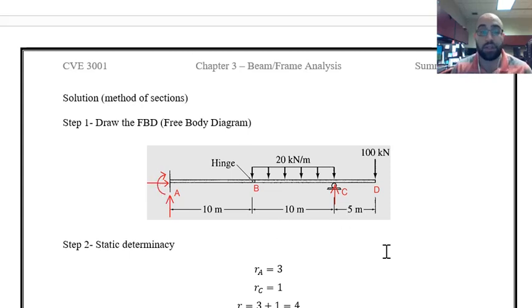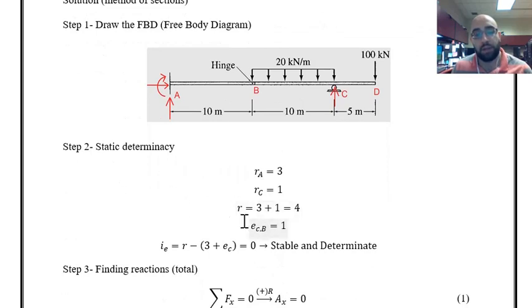As you can see, we have 1, 2, 3, 4, 5 reactions. And if I just consider these alone, I may not be able to find these reactions by just using the equations of equilibrium. We have 3 equations. Over here we have 4 unknowns, which means that those equations will not be enough. But the thing that helps us is this hinge over here. You can see the static determinacy. The only thing that we have to consider is EC equal to 1 because of this hinge. And then you can see because of that, the final value for I is equal to 0, which means the structure is stable and determinate.